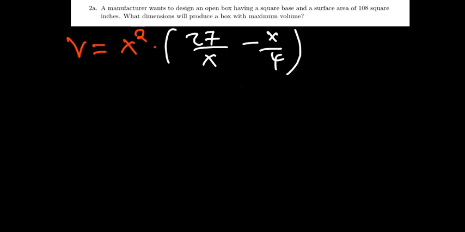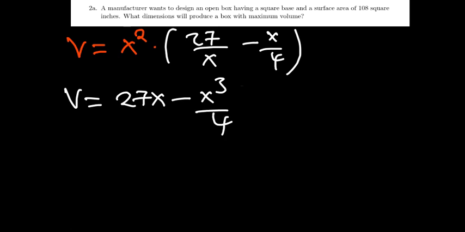What can we do? Our V is equal to, the x will cancel out, so that you have 27x. The other part will be x to the power 3. It will not cancel out. So we now have our volume expressed in terms of the base length, which is x.